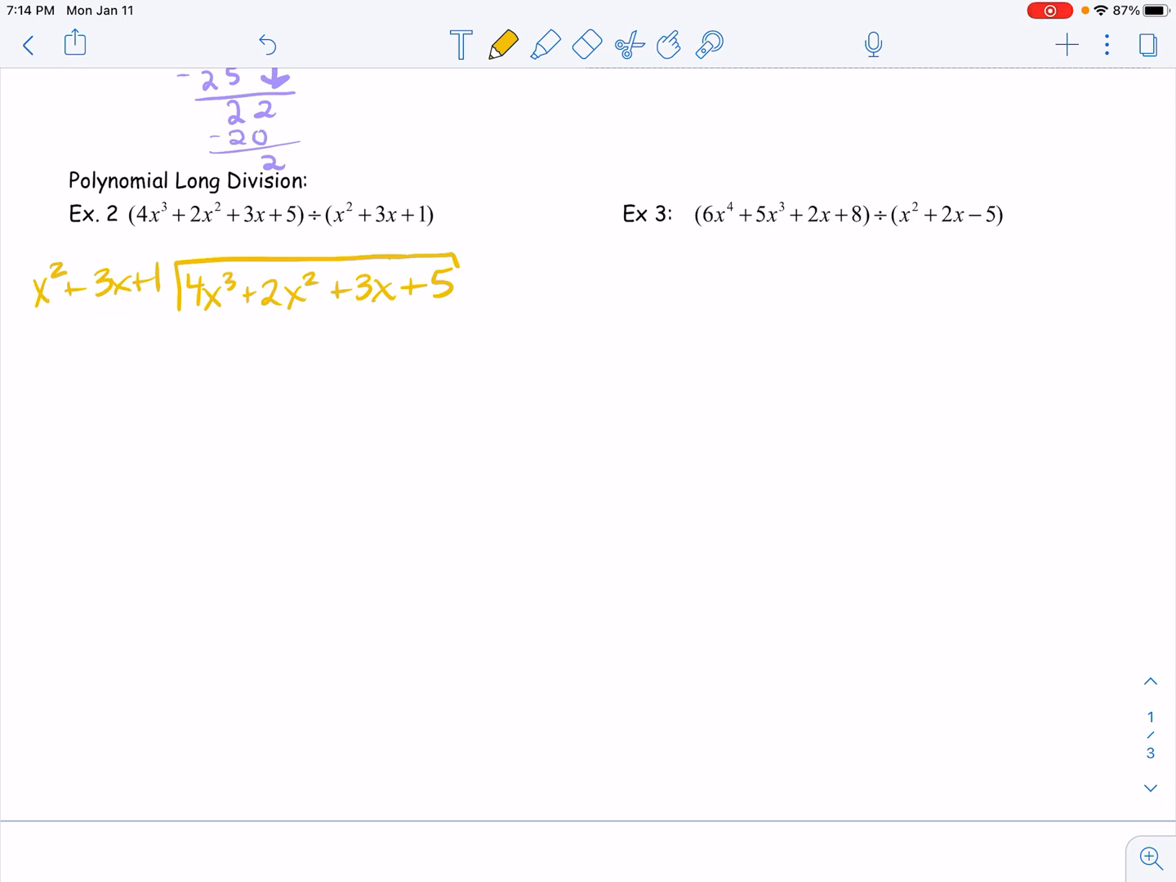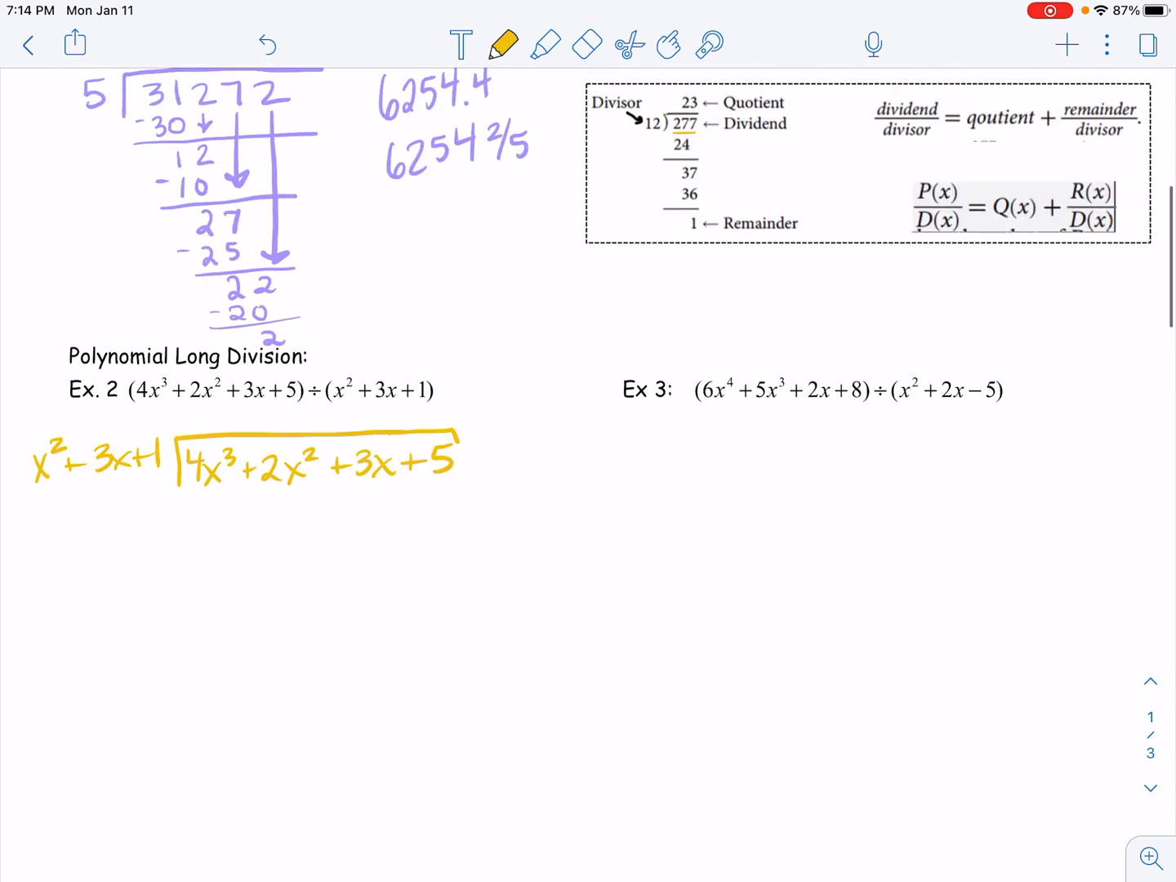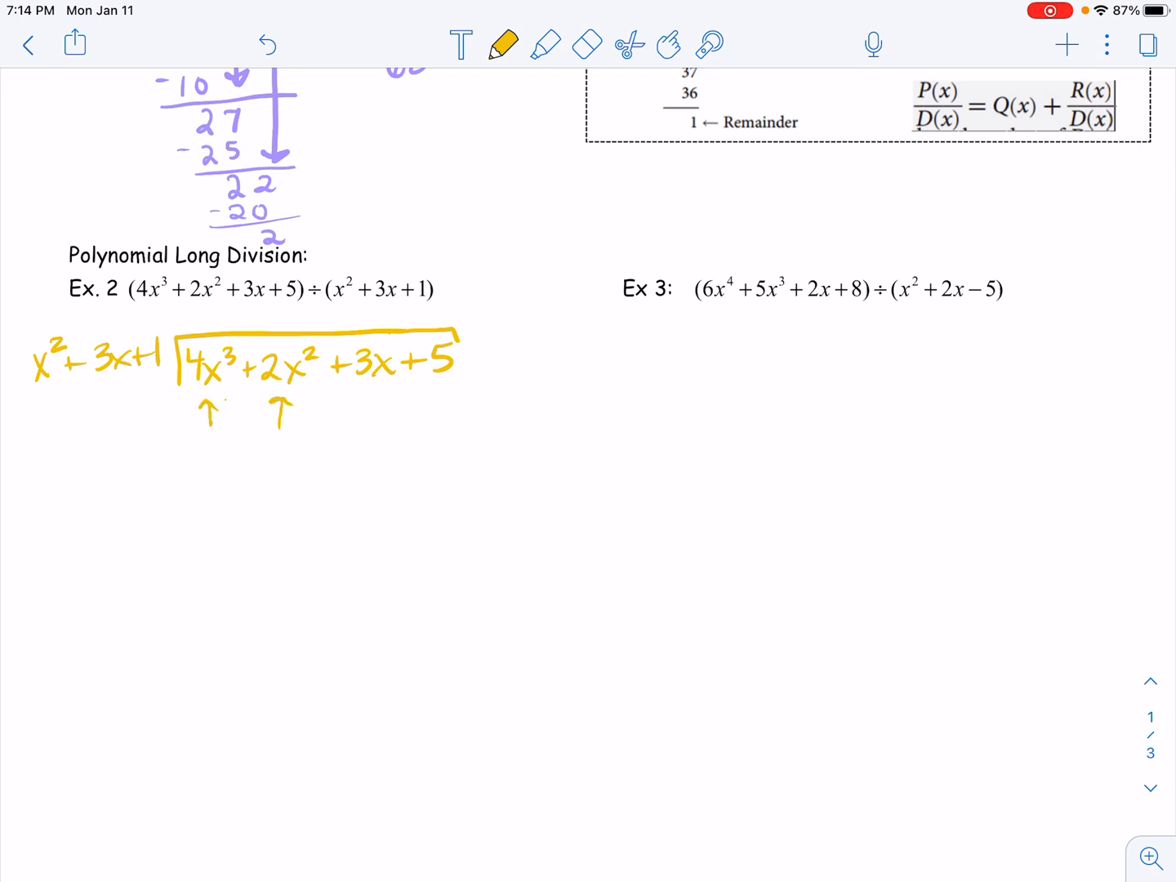Now, I will say here, it is going to be very helpful to you if your dividend, what is being divided here, has every single term. What do I mean by that? I mean, it has the cubic, the square, the x, the constant. Because not all polynomials have every single term. You could have something of x to the third plus x minus 1. Well, where's that x squared term? It's missing. If you're missing a term, it's actually really easier to put a 0 in its place. So getting in that habit is actually a really good thing to do.